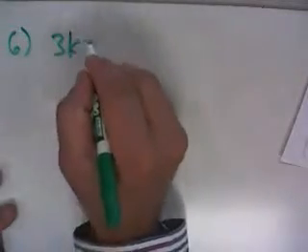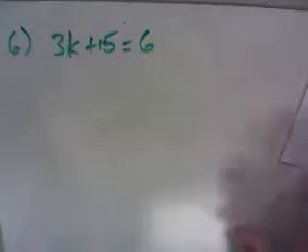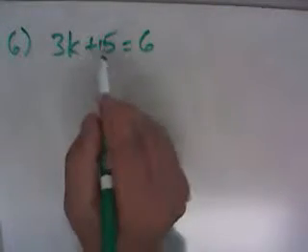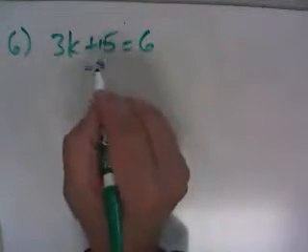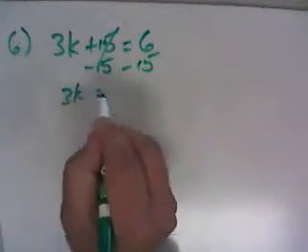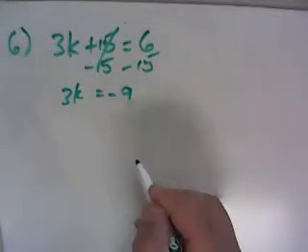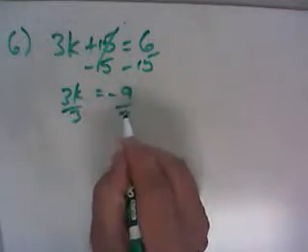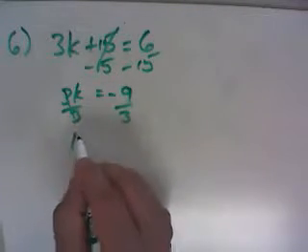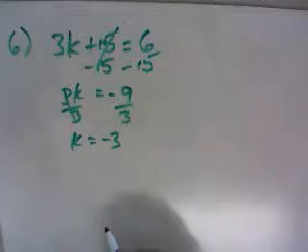Number 6, we had a little bit better time with number 6. 3k plus 15 is equal to 6. Two-step equation here. I want to get rid of adding 15 first, so I'm going to subtract 15 from both sides. Makes it a little bit more difficult when we get a negative number like this. 6 minus 15 is negative 9. Then we're going to divide by 3 because we're multiplying by 3. And we'll have k equals negative 9 divided by 3 is negative 3.